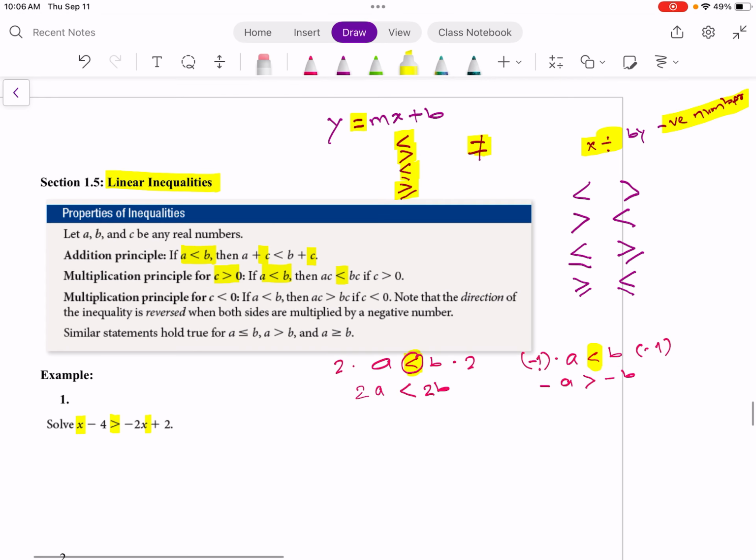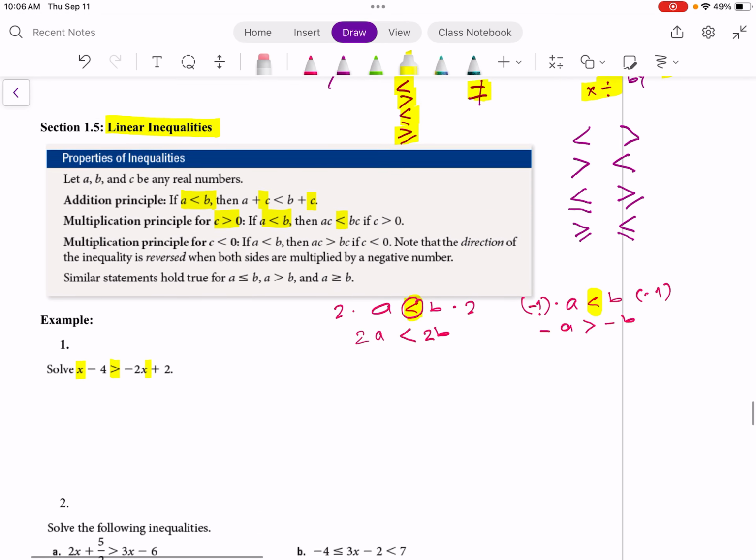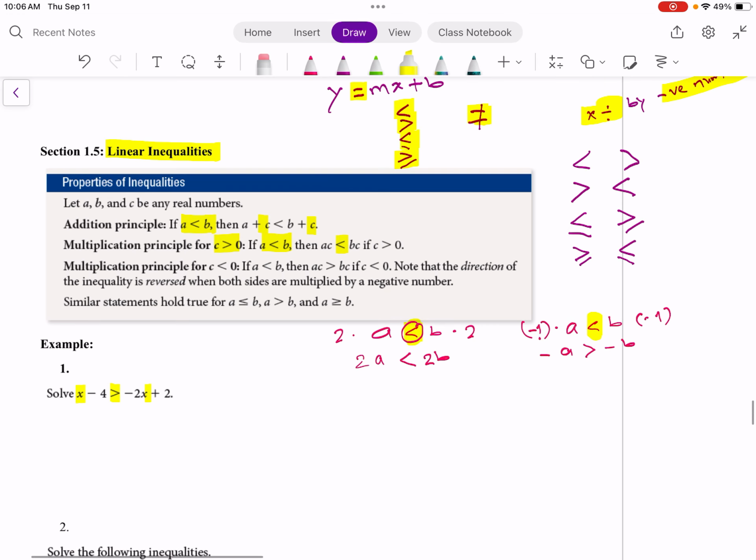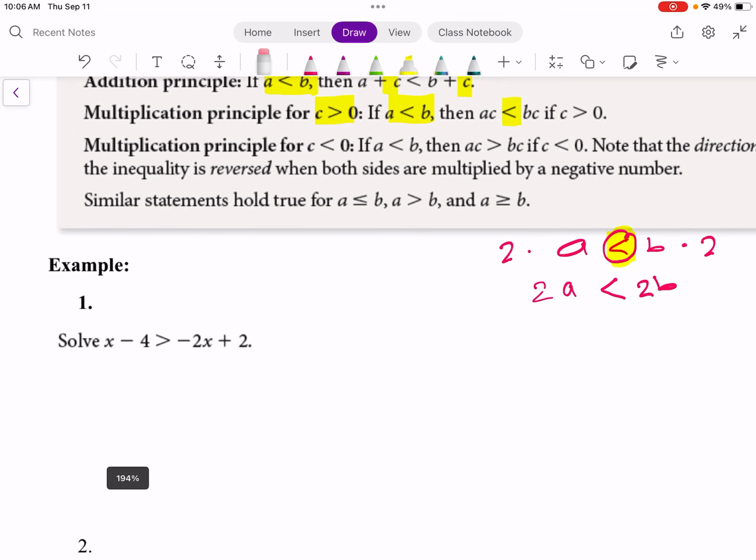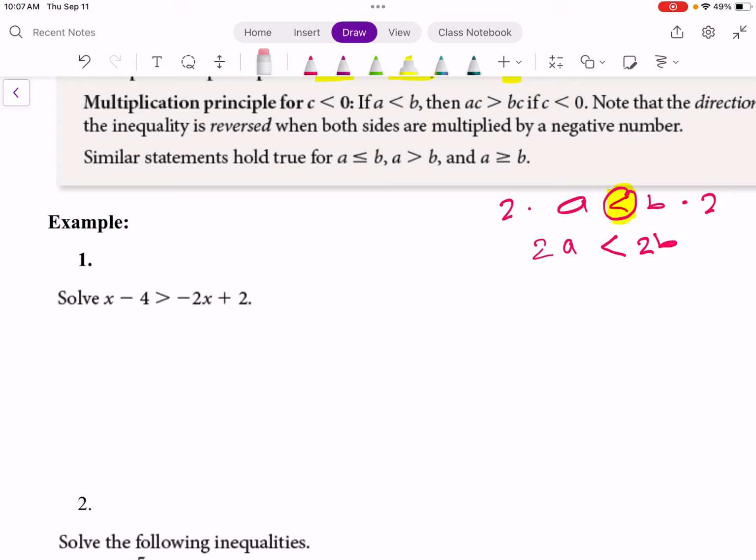Okay, now let's go ahead and do example 1. So here we have x minus 4 greater than negative 2x plus 2. So we have an inequality we are asked to solve. It means we have to find the solution. Okay, now solving means we are making x by itself on one side.